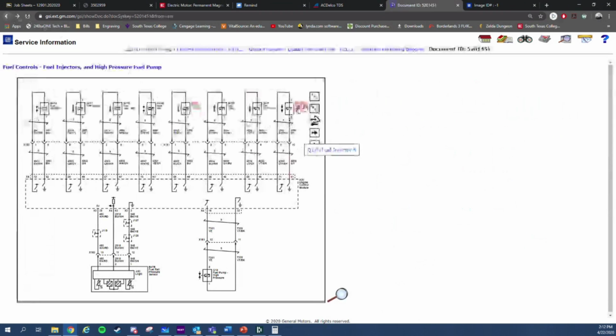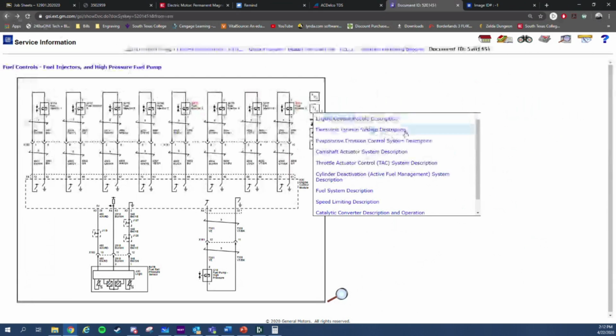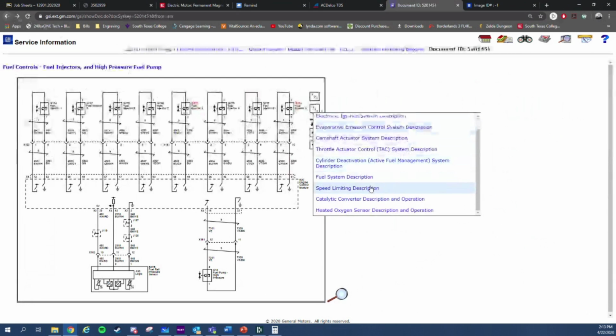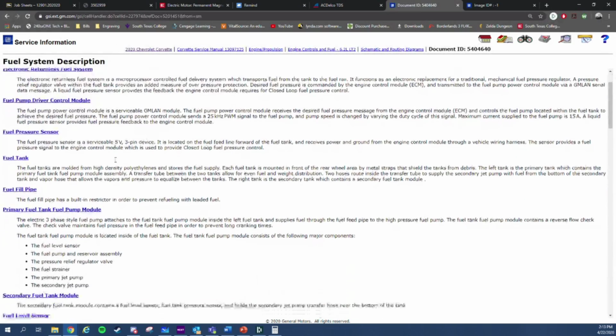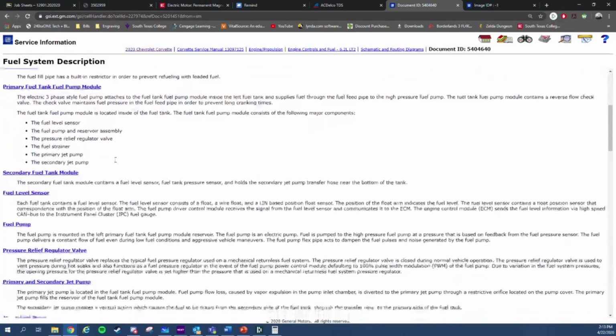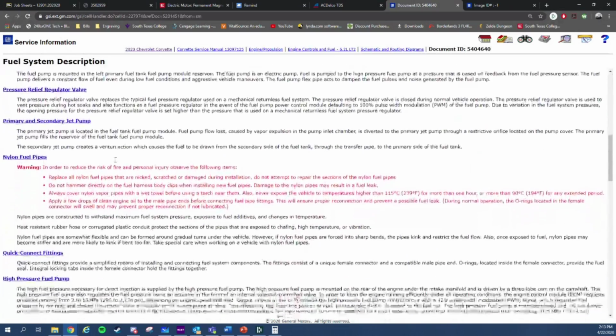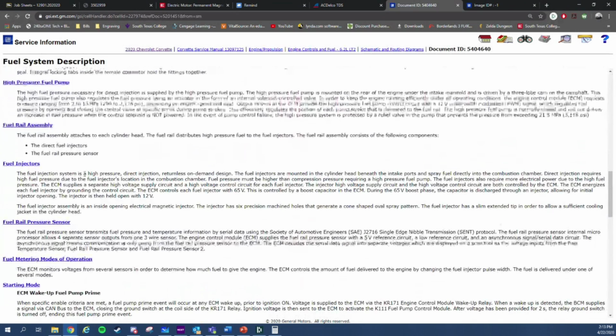Always look at the description operation if you don't see what it is. Let's go to fuel system, fuel pressure, fuel level, fuel injectors. So the fuel injection system is a high pressure direct injection returnless on demand design.